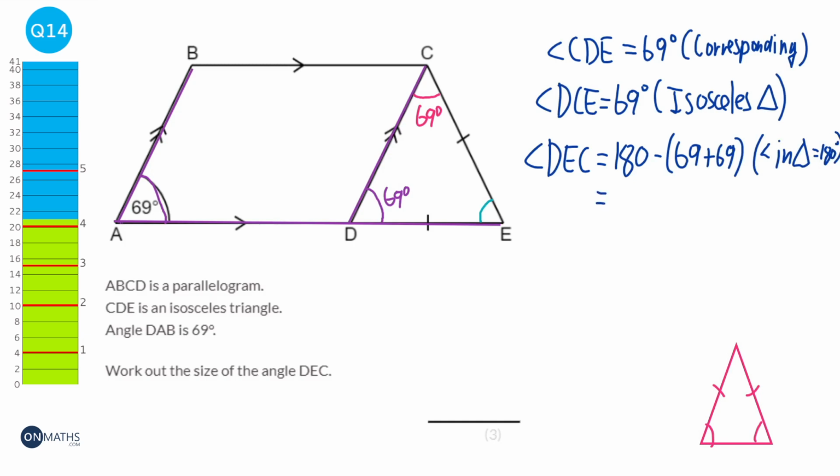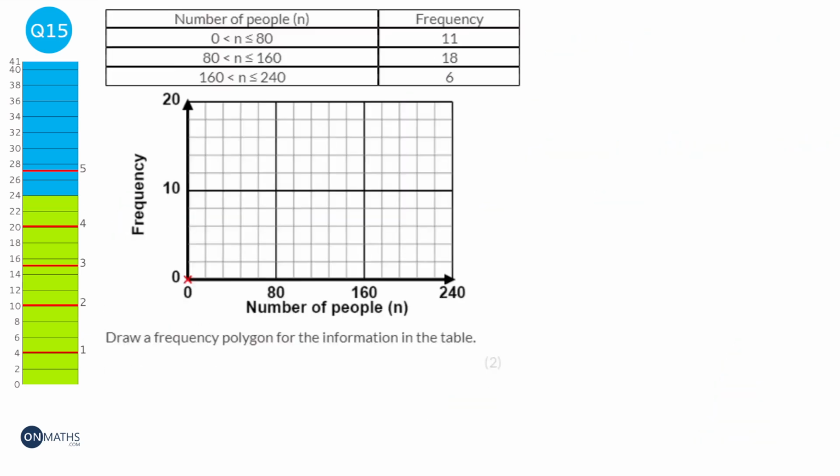And when you do that, you get the answer of 42 degrees. So the answer is 42 degrees. A frequency polygon is like a line graph. In fact, it's a type of line graph. But it is when you have the data in a group.